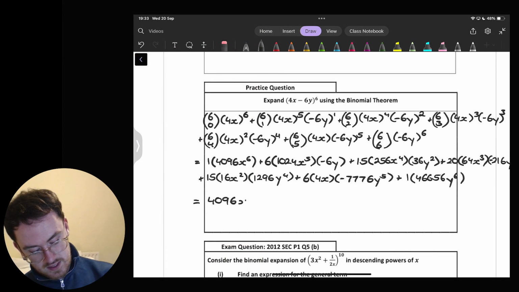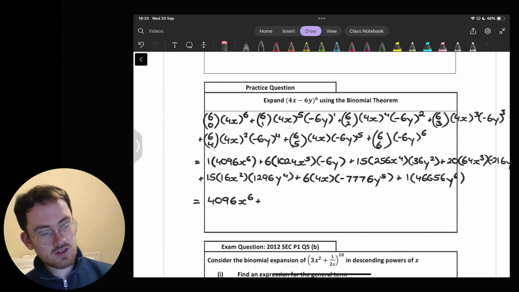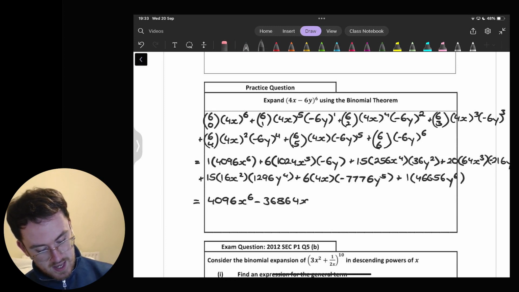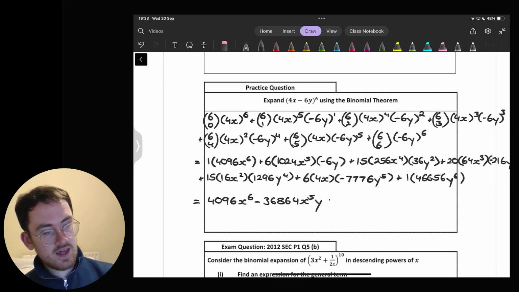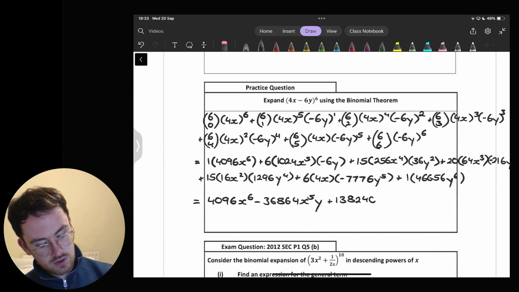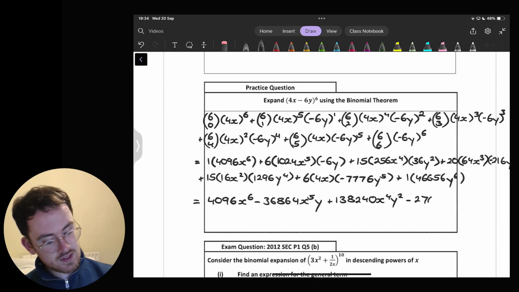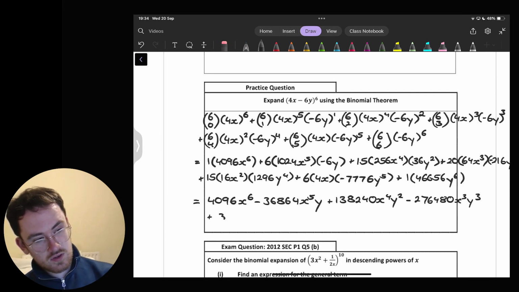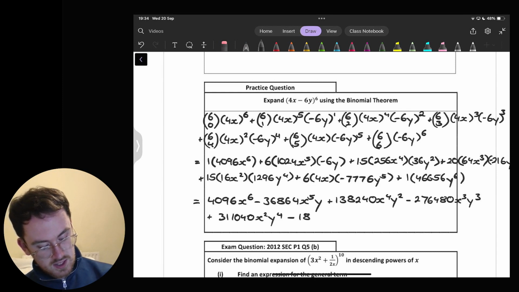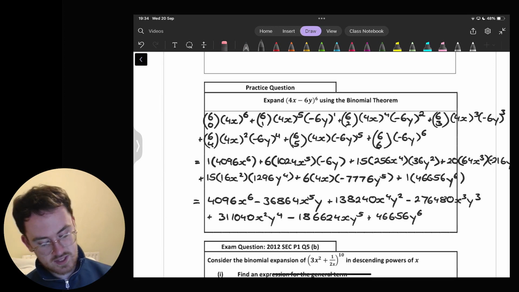So we get 4096 x to the power of 6. By multiplying these terms here, that is going to give me an overall answer of minus 36864 x to the power of 5 y, and then plus 138240 x to the power of 4 y squared, then a minus 276,480 x cubed y cubed plus 311,040 x squared y to the power of 4 minus 186,624 x y to the power of 5 plus 46656 y to the power of 6.